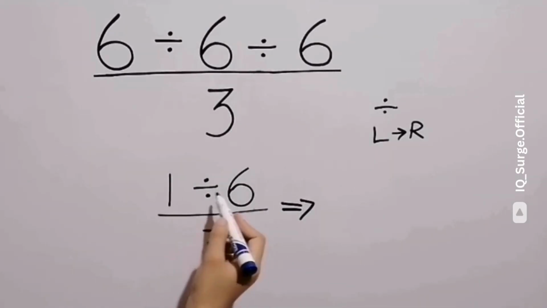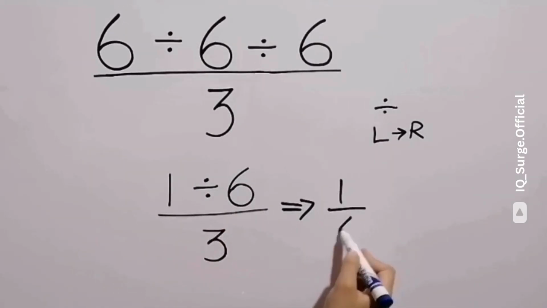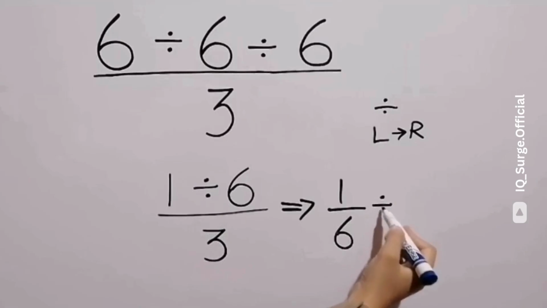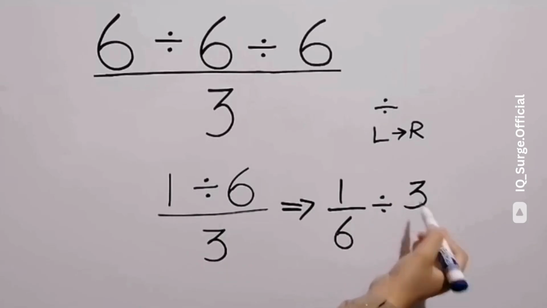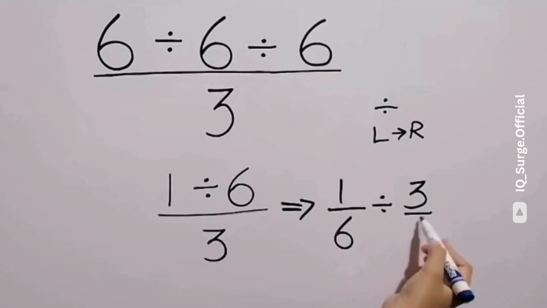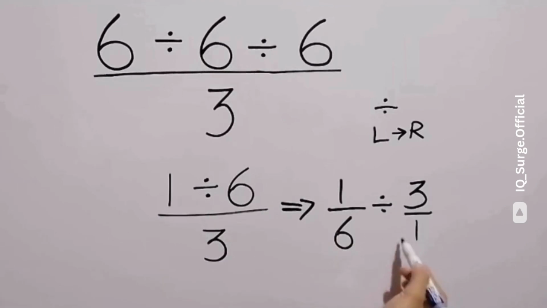Now 1 divided by 6 is the same as 1 over 6. Now let us rewrite this expression. So it will be 1 over 6 divided by 3. Now let us also rewrite 1 over 6 divided by 3 as 1 over 6 divided by 3 over 1. Now the 1 here does not change anything. 3 over 1 is the same as 3.